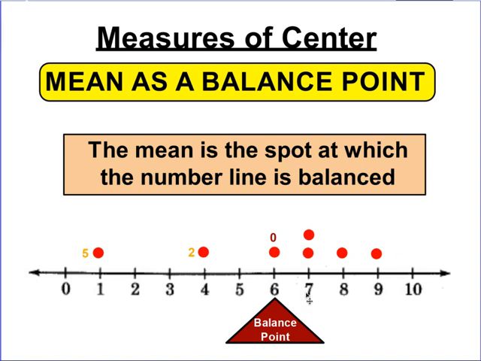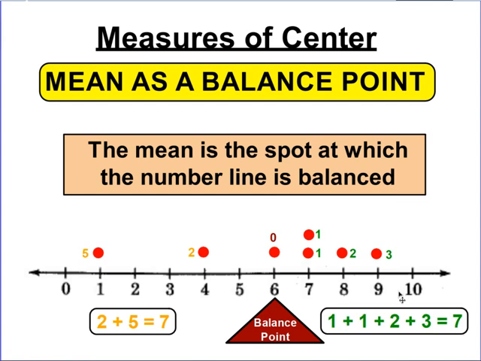Now let's do the other side. Both 7s are 1 space away from the balance point. The 8 is 2 spaces away from the balance point, and the 9 is 3 spaces away from the balance point. So if we add our yellow values together and get a sum, and add our green values together and get a sum, they should be equal if 6 is the true balance point. So let's do that. 2 plus 5 or 5 plus 2 is 7, and on the other side, 1 plus 1 plus 2 plus 3 is also equal to 7. So you can see they're balanced.